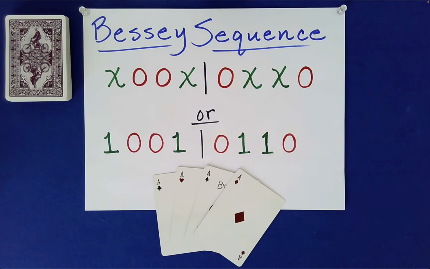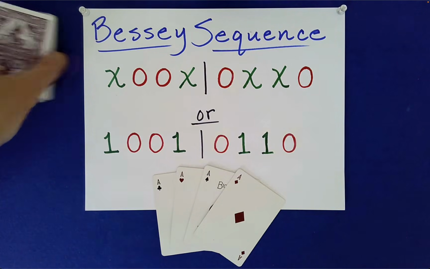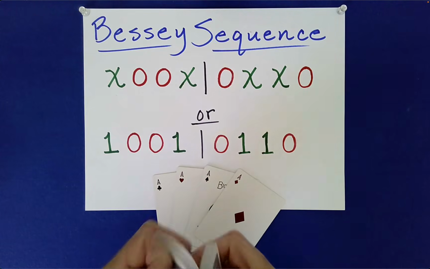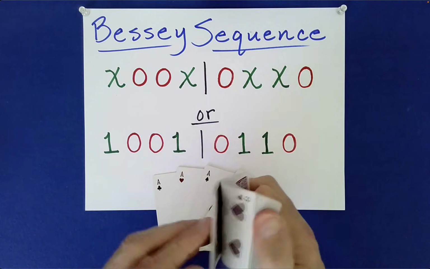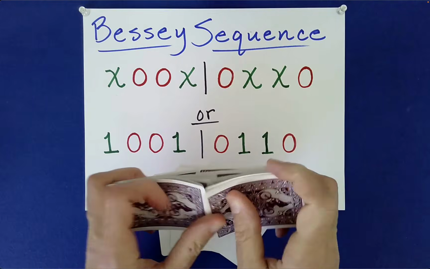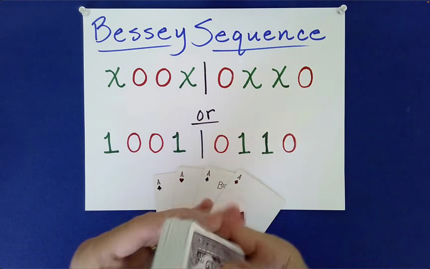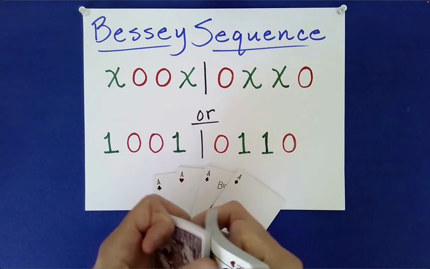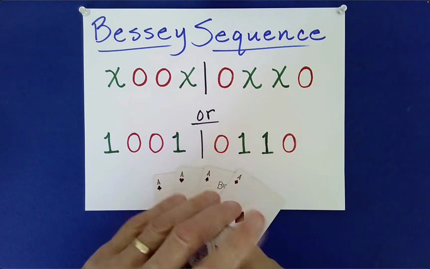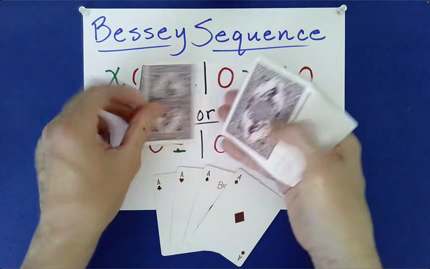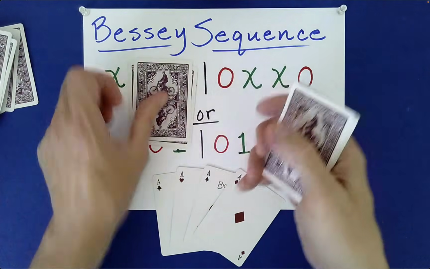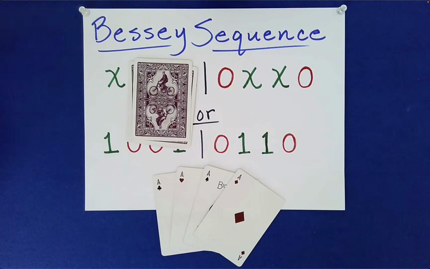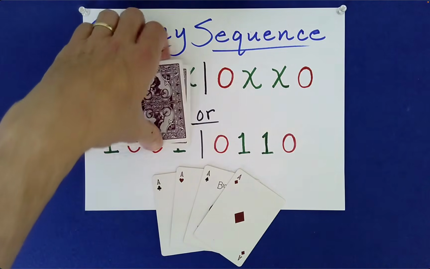Okay, for this effect, you just need the 4 aces and have them on display face up. And then you need 4 random cards from the deck. You can have the spectator mix the cards if they would like and actually choose the 4 random cards. That would be just fine. Maybe they choose 1, 2, 3, and then maybe 1 from the bottom or something, 4. So there are 4 random cards, okay?